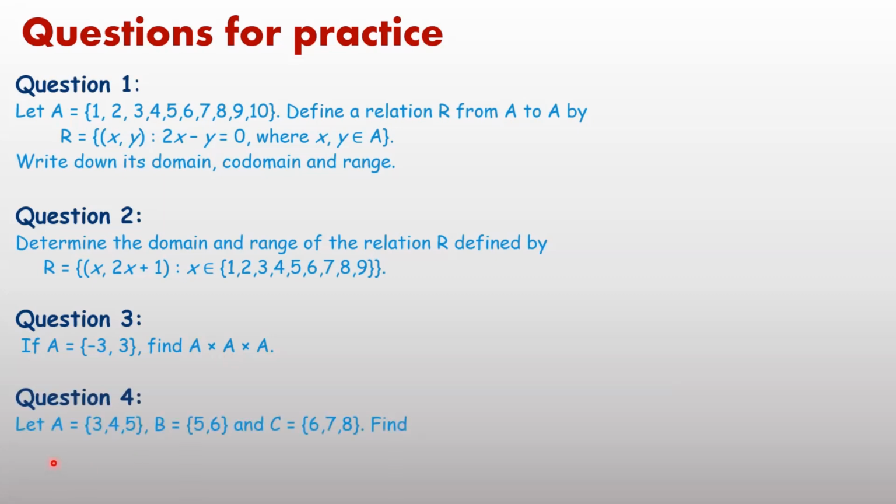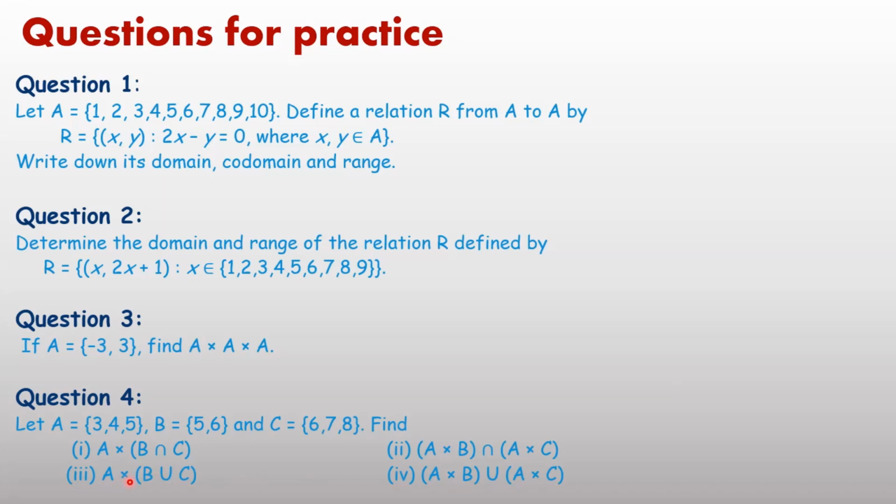And fourth question. Set A is given {3, 4, 5}, B {5, 6} and C equal to {6, 7, 8}. Then you have to find A cross (B intersection C). For solving it, first you find out B intersection C and consider this as a new set D. Then write down A cross D, the Cartesian product of two sets. Similarly, first you find out A cross B, A cross C and after that take the intersection. Find out the common ordered pairs in both.